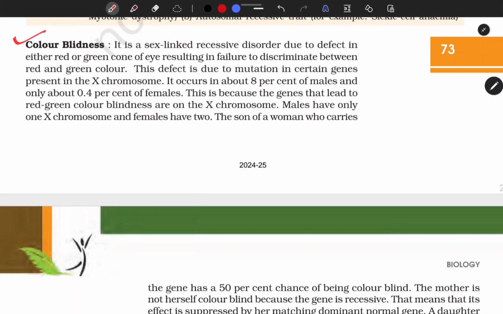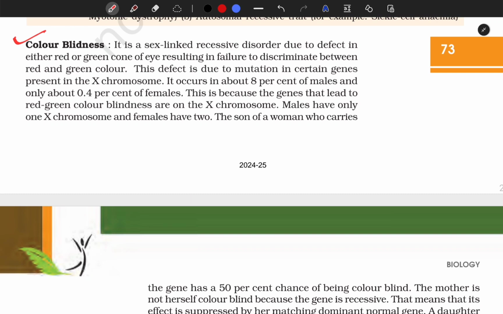Color blindness. It is a sex-linked recessive disorder due to defect in either red or green cone of the eye, resulting in failure to discriminate between red and green color. This defect is due to mutation in certain genes present in the X chromosome. It occurs in about 8% of males and only about 0.4% of females. This is because the genes that lead to red-green color blindness are on the X chromosome.